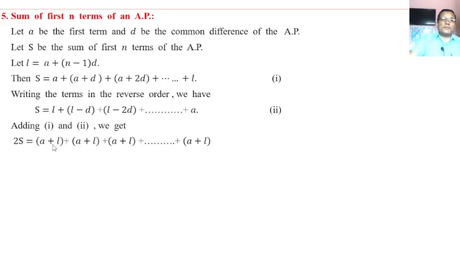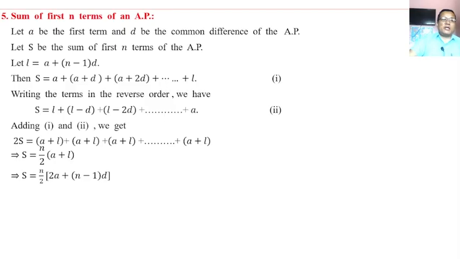first terms A plus L, second terms A plus L, third terms adding to A plus L, and the last terms generally A plus L. How many bracketed terms are there on the right side? That is n. n terms on the right side. Therefore, S equals n times (A plus L) divided by 2. This is the formula for finding the sum of the first n terms of an AP.